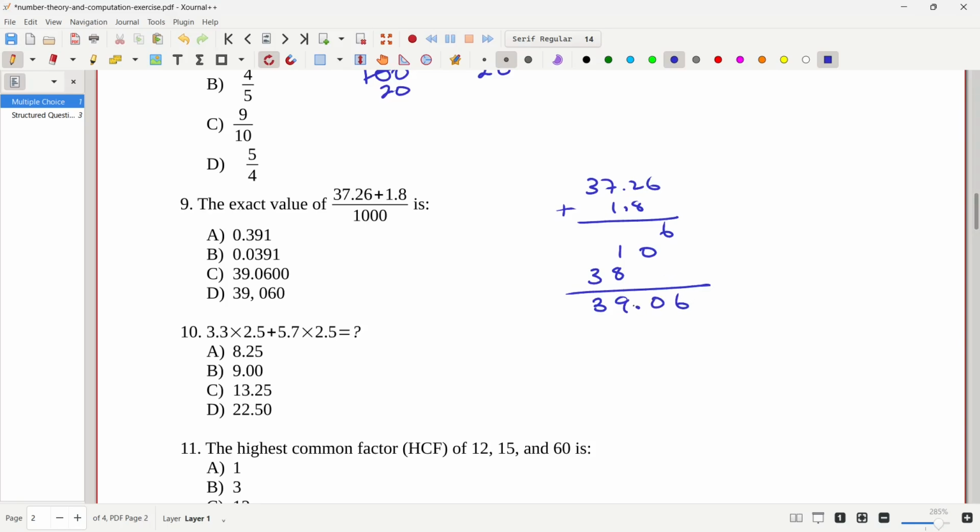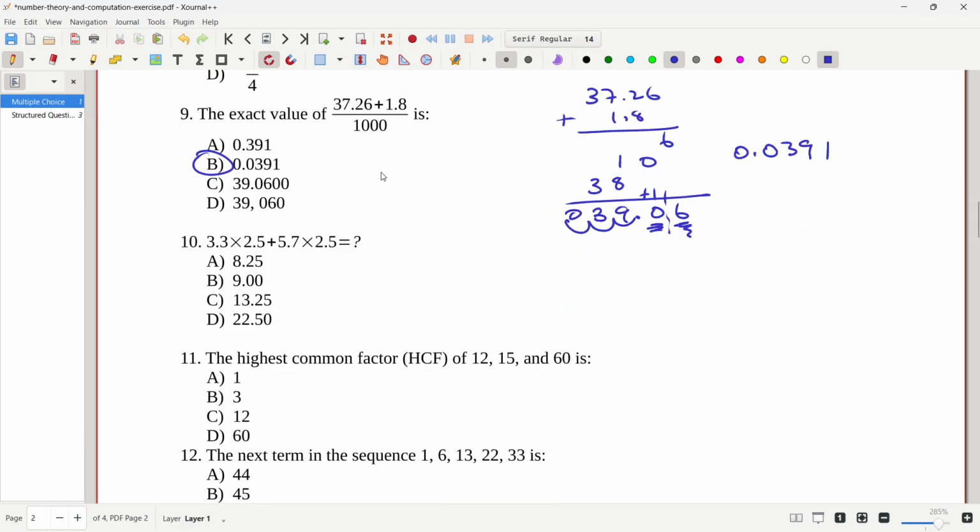And then I divide by 1,000. 1, 2, 3, which is 0.039, 0.039, and 1. So that answer is B. Right? So it rounded off here. So this here was following the condition greater than or equal to 5. So we add 1 to here. So that's how you get your 0.0391.